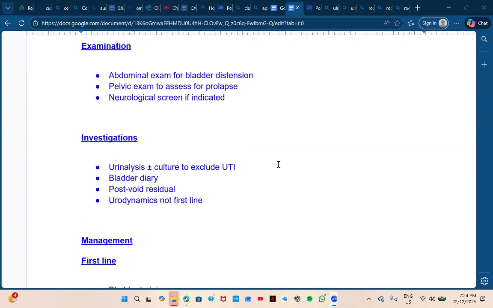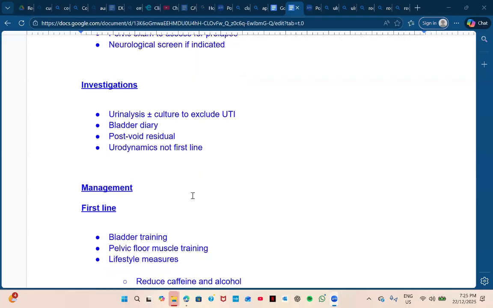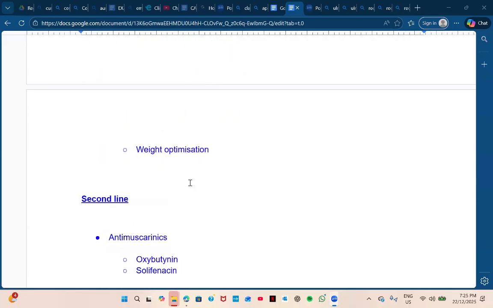So what are the investigations? Anyway, we have to do the urine analysis first, right? Because due to a UTI also, the patient can have some incontinence, not the urge one, but incontinence. In that case, we have to do urine analysis as the first thing. Then we can advise the patient to keep a bladder diary, post void residual, and urodynamics. And this is not the first line. Okay, so I'll explain this investigation order from the question.